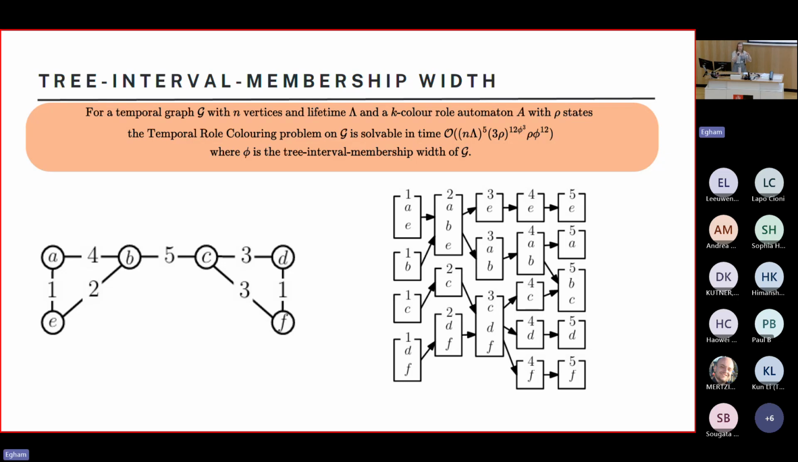And because our problem is so much about adjacencies and connectedness, it's all about the colors in the neighborhoods. We don't care what's happening in a completely different connected component of the graph. So we can use this parameter to give ourselves an FPT result, again parameterized by the number of states in the automaton as well as the tree interval membership width.